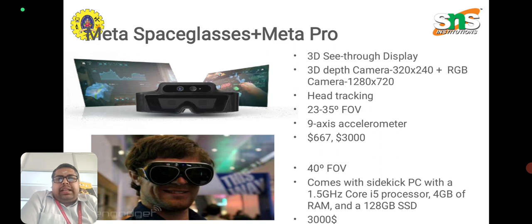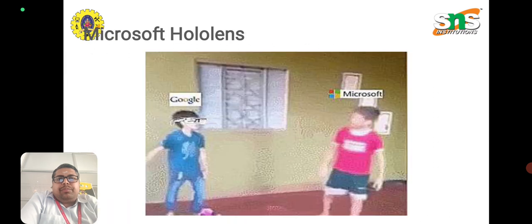Next, you have a head tracking camera, with a 22 to 35 degree field of view and a 9-axis accelerometer, which costs from $667 to $3,000. Next, we have the Meta Pro. This Meta Pro has a 40 degree field of view, which comes with the Sidekick PC with a 1.5 GHz Core i5 processor, 4 GB RAM and a 120 GB SSD hard disk, which costs about $3,000. Next, we have the HoloLens.